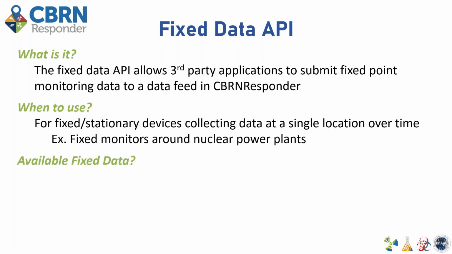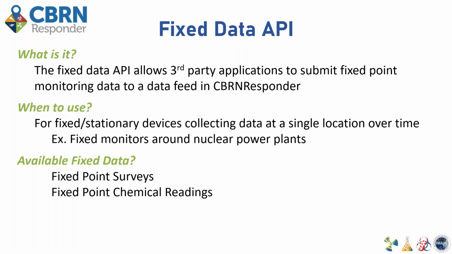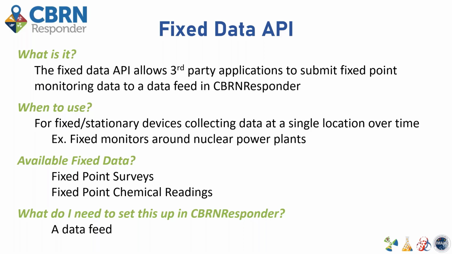So what fixed data is available? We have two different methods of fixed data: fixed point surveys, which is for radiological data, and fixed point chemical readings, which is for chemical readings. Not everybody can just set up their devices and start streaming this data. There are a few things you need to do to set this up for yourself. The first being you need a data feed established in CBRNResponder.